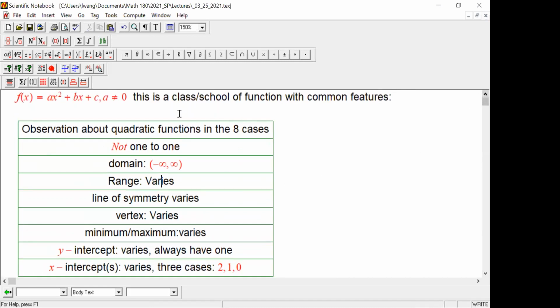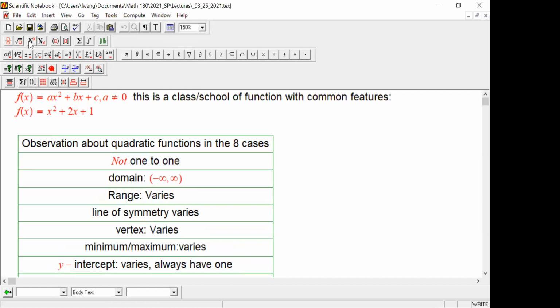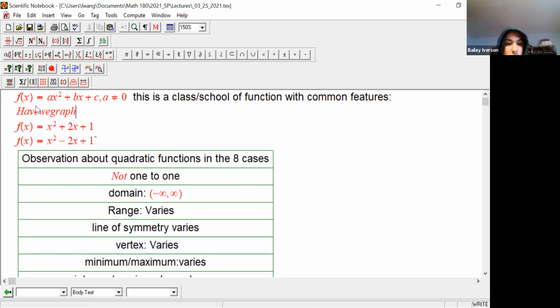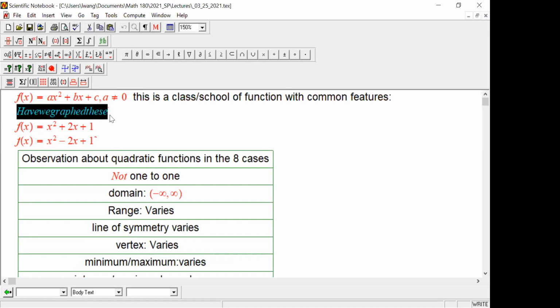For example, last Thursday, we had a couple of functions that we may not have graphed. For example, this one, x squared plus 2x plus 1. Did we graph this one? Did we graph these two? I don't think so. Oh, sorry. Have we graphed these two?